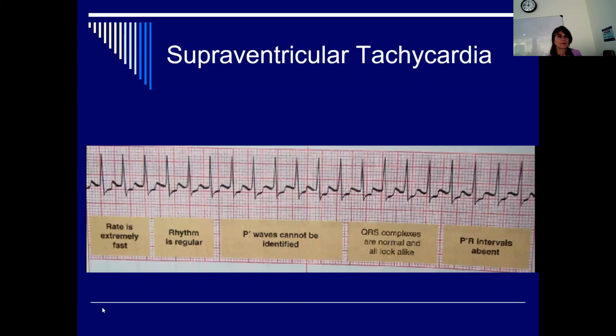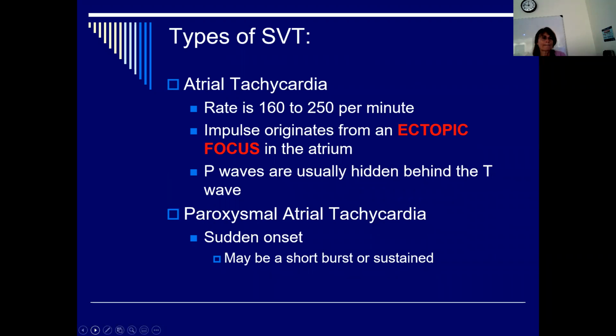And if it originated above, the QRS is shorter. So QRS is wide if it starts in the ventricle, and it's normal if it starts somewhere in the atria. So wide in the ventricle, narrow if the impulse started in the atria. I think we talked about this already. So atrial tachycardia, SVT, same thing.